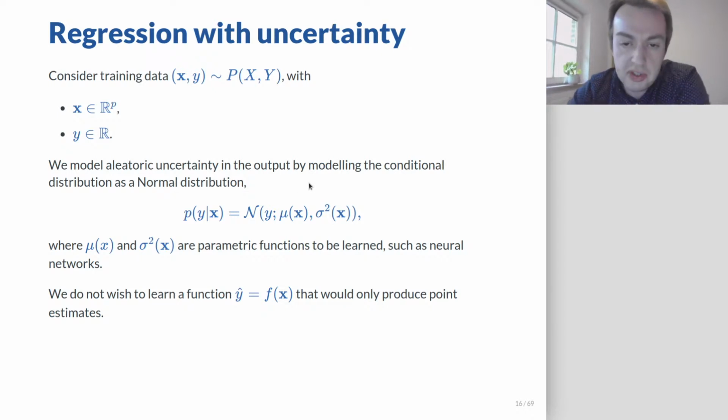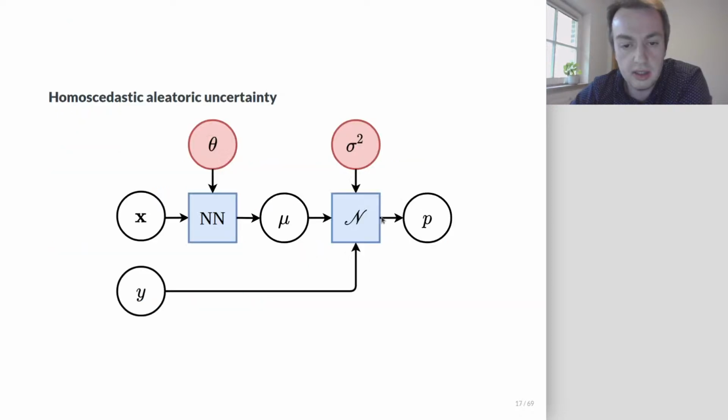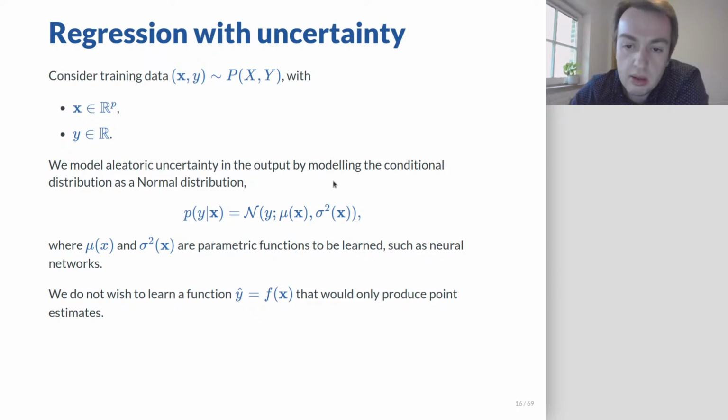All right, so if mu and sigma squared are neural networks, then in terms of graph of computation, we would have something which maybe looks like this in the case of homoscedastic aleatoric uncertainty. So remember, when we say homoscedastic aleatoric uncertainty, we are just saying that sigma squared here is actually not dependent on x, and it's just a parameter that we would have to learn, but that parameter would be shared across all input x values.